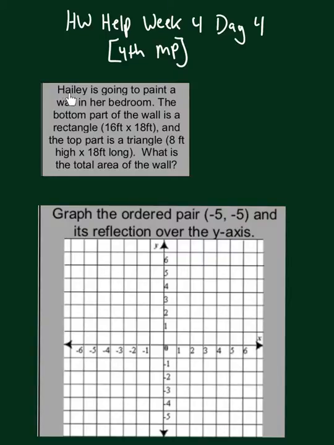So, first problem says, Haley is going to paint a wall in her bedroom. The bottom part of the wall is a rectangle, 16 feet by 18 feet, and the top part is a triangle, 8 feet high by 18 feet long. What is the total area of the wall?